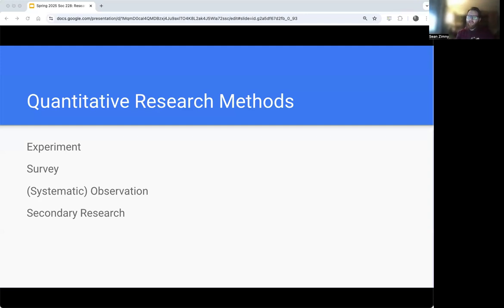Secondary research. This is where you're analyzing existing data or documents collected for other purposes. So maybe it's using longitudinal studies to assess changes in climate change attitudes since the 1980s. Or reanalyzing data from a previous study to explore new questions about that data. Maybe they used certain statistical analyses on the data, and you're like, well, I want to see if we used these other analyses, or look at different relationships between different variables that they didn't look at.